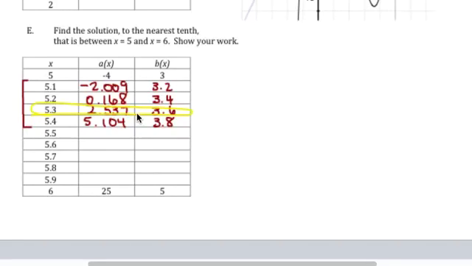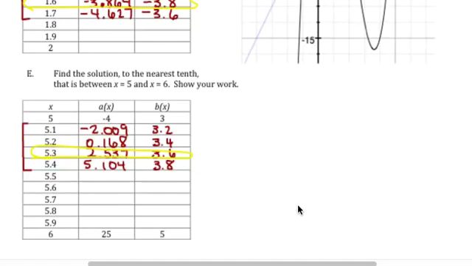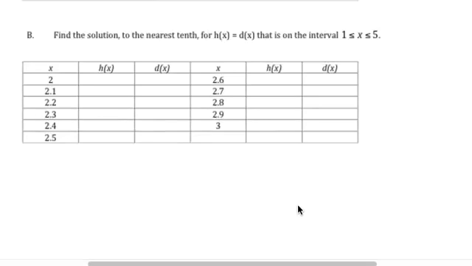Now, let me reiterate that if you wanted to get an even closer value, because these are not the same number, you could take the 5.3 and make another table and do 5.31, 5.32, 5.33. You could take the x value out to the hundredths place and start plugging those numbers in and see. We're just trying to see how close we can get this, where these would be equal. All right, great. So let's go to the next page.